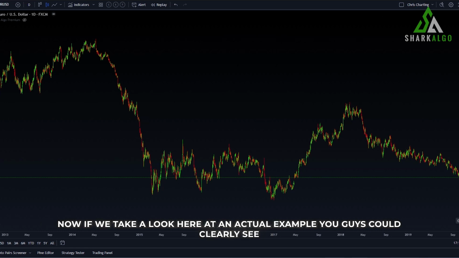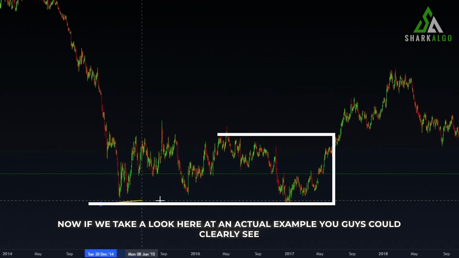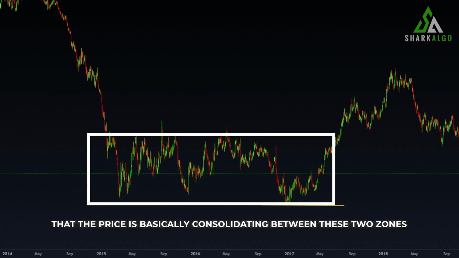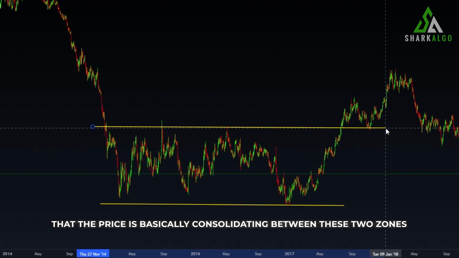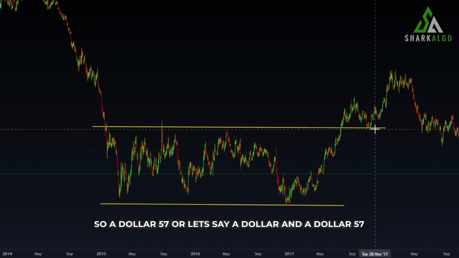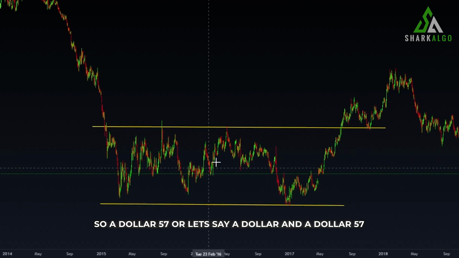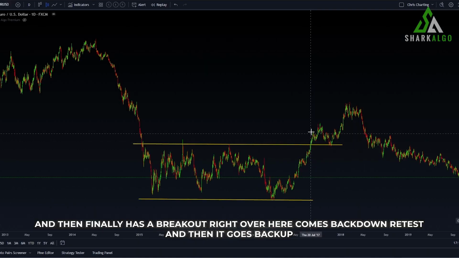Now, if we take a look here at an actual example, you guys could clearly see that the price is basically consolidating between these two zones right over here, right? So $1 and $1.57. And then finally has a breakout right over here, comes back down, retests, and then goes back up.